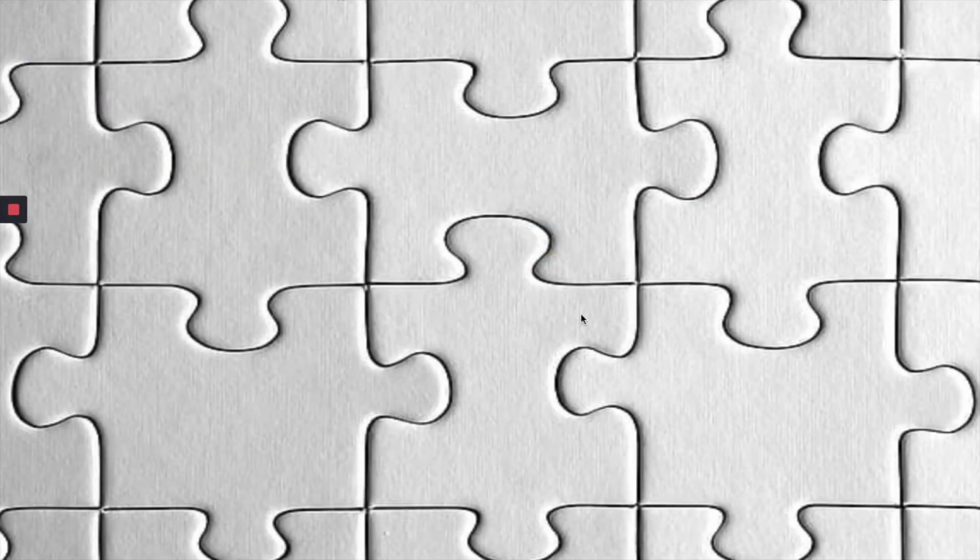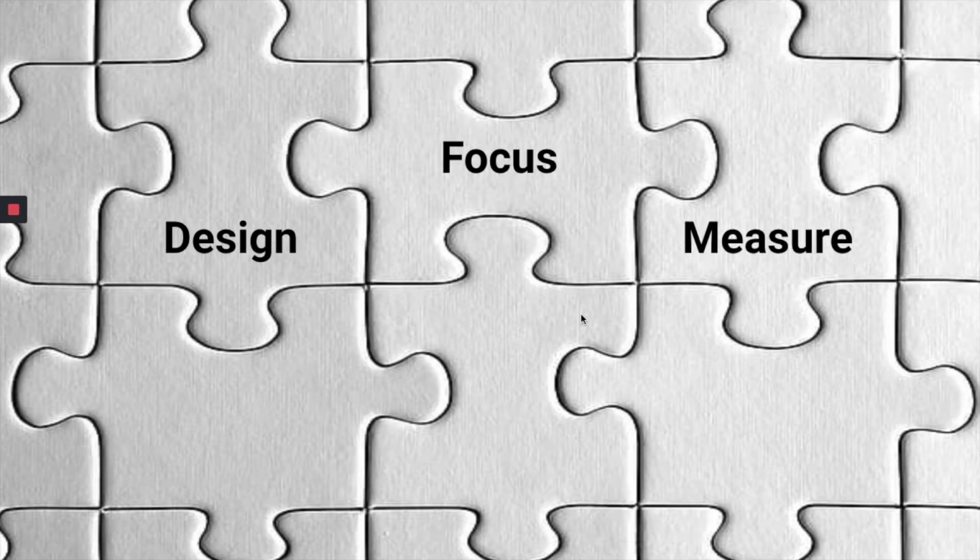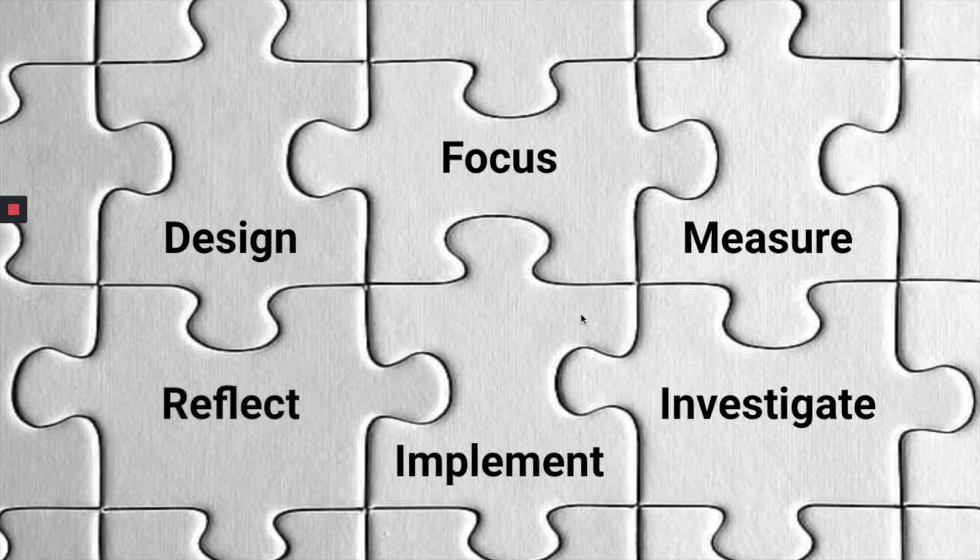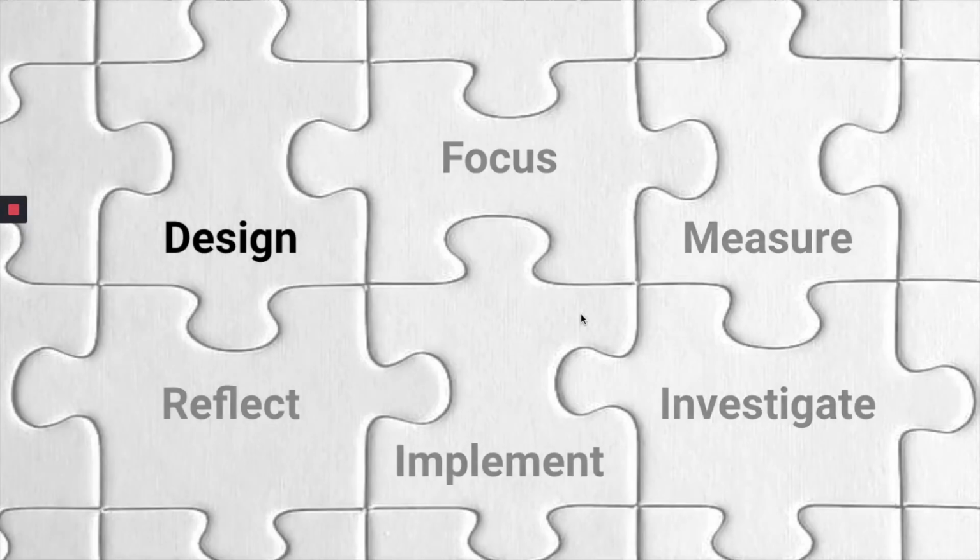So what are the key elements of this Google Certified Coaching, formerly known as Dynamic Learning Project? There are 6 key pieces that I've identified. The first is design, focus, measuring, investigate, implement, and reflect. And you can think of these as the 6 verbs of Google Certified Coaching. So let's start with design.